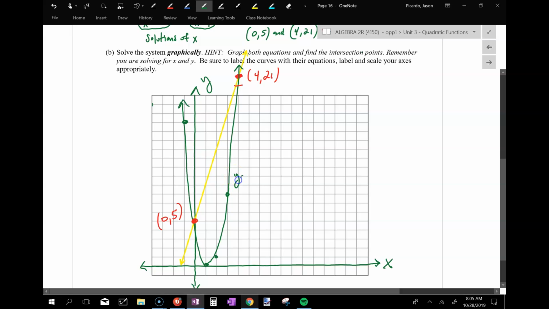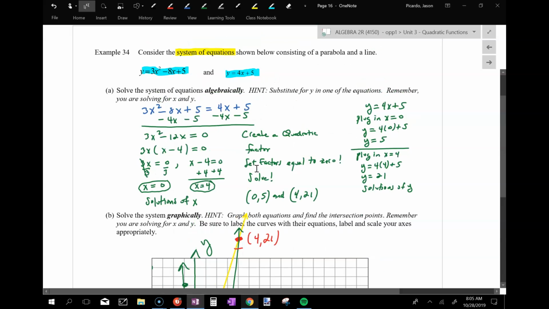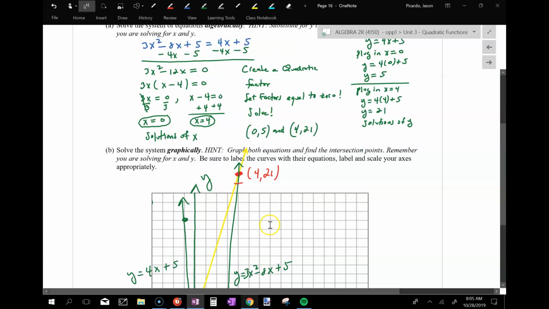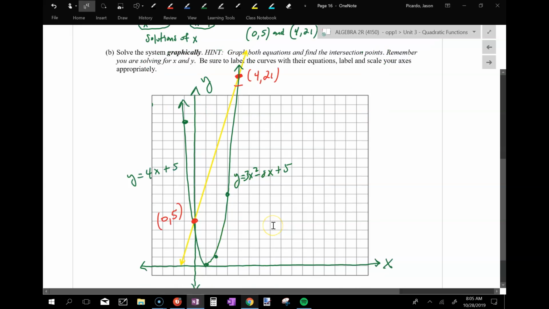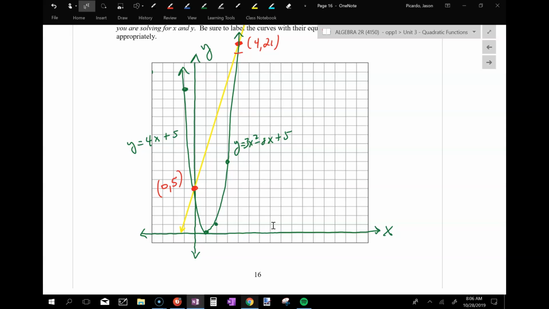And so this was y equals 3x squared minus 8x plus 5. And this was y equals 4x plus 5. All right, so labeling them, I have my points of intersection labeled. And with the calculator, it's not too bad.